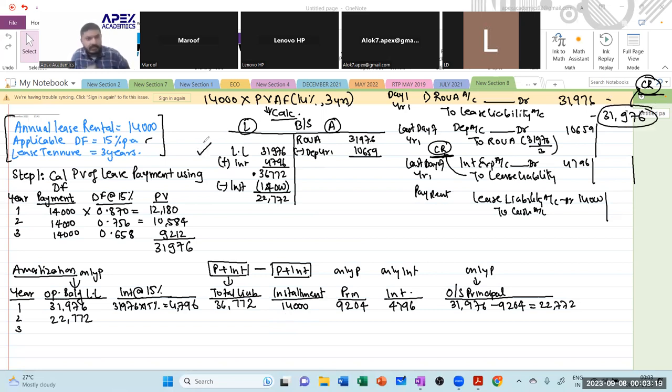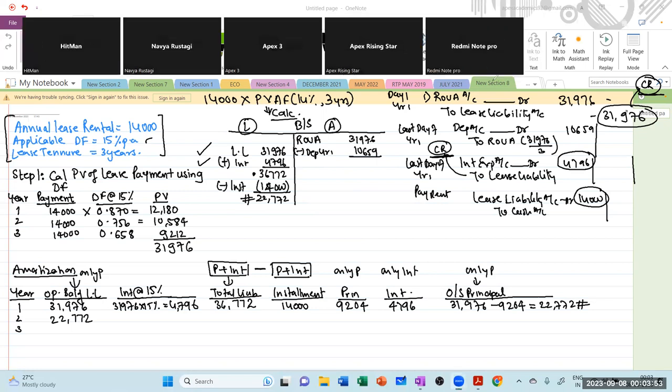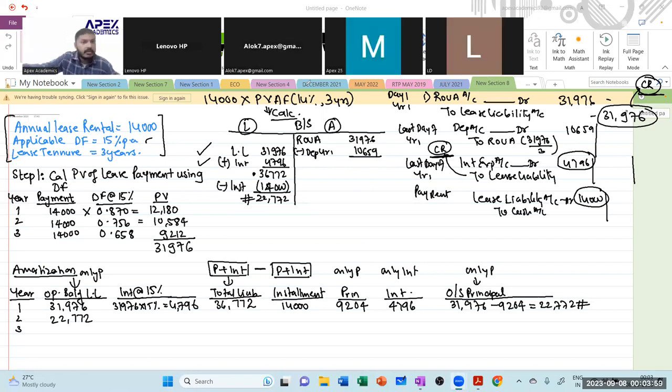Liability, you started off by writing it as how much? 31,976. Agreed or disagreed? I put a tick mark here. Agreed. Then you increase the liability by 4,796 as interest added. Agreed. Then I reduced the liability by 14,000. Agreed or disagreed? Agreed. What is the closing balance? 22,772. Correct? Is this 22,772 the same as this one? Yes, sir. Does everybody understand how we have linked everything together in the accounting base? Tanna, Lokesh, Rohit, Alok, Alnur, Dipanshu, Sheetal, are you understanding this? Yes, sir.